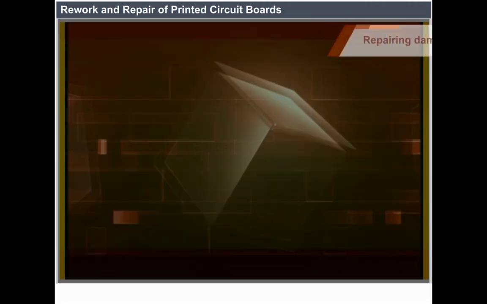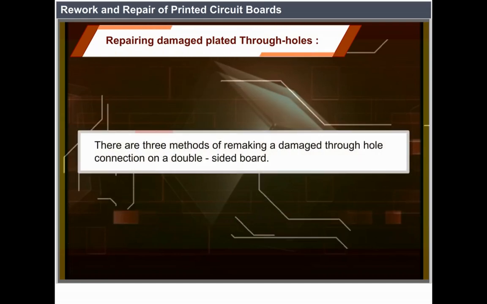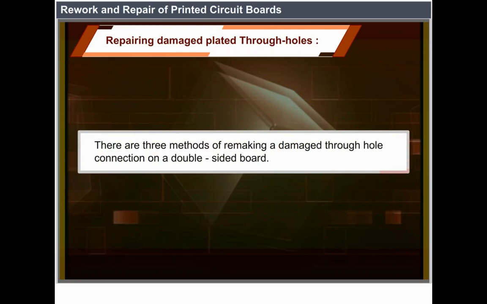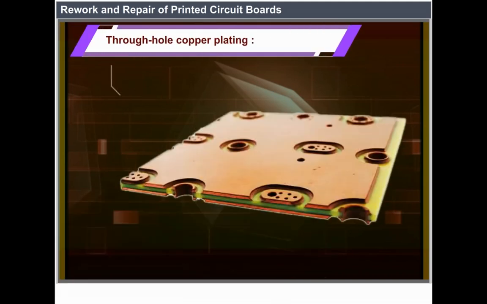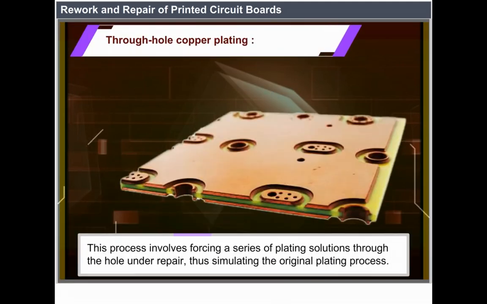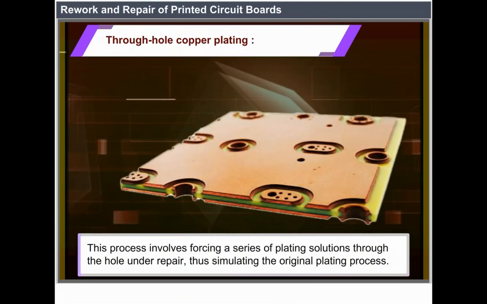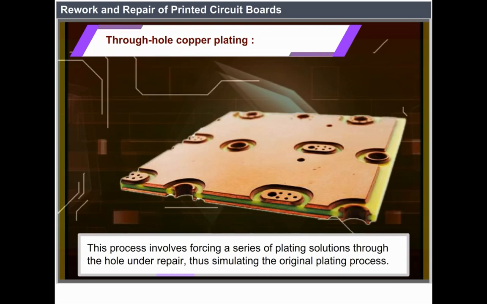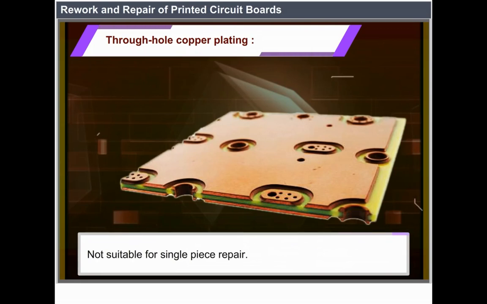Repairing damaged plated through holes. There are three methods of remaking a damaged through-hole connection on a double-sided board. Through-hole copper plating. This process involves forcing a series of plating solutions through the hole under repair, thus simulating the original plating process. Not suitable for single-piece repair.